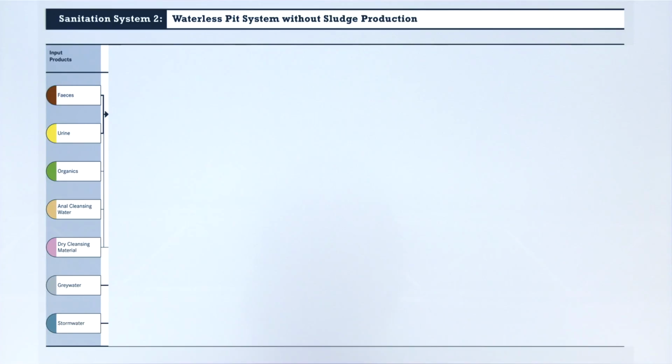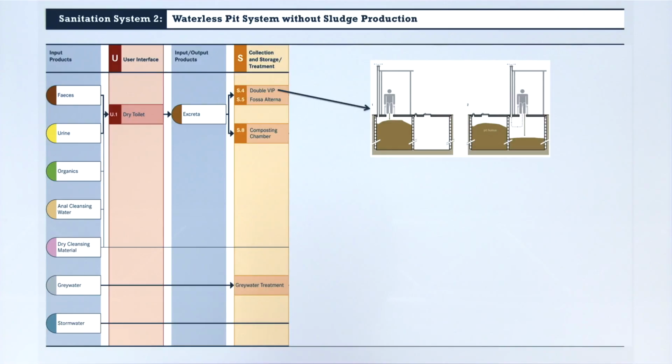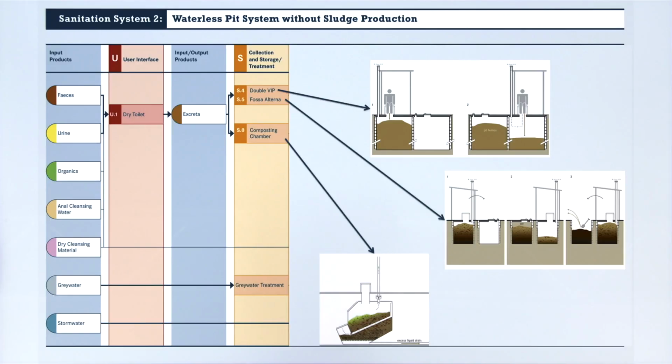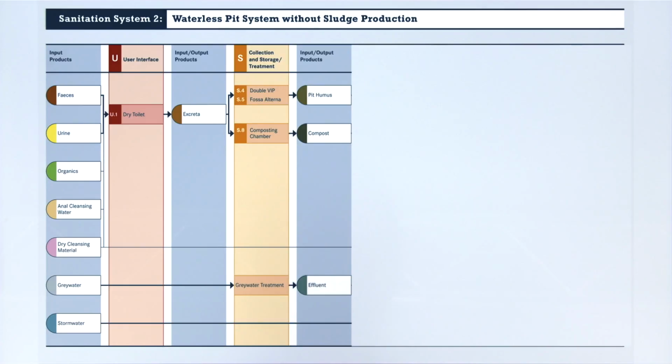System 2, waterless pit system without sludge production, seems, from the name, that it might be quite simple, but in fact, it is complicated by the variety of products. This system is based on the idea of alternating pits, so either a double VIP or a fossa alterna. You can see that organics, shown here on the left, is an optional product, but it's not optional if a composting chamber is chosen for the collection and storage technology.